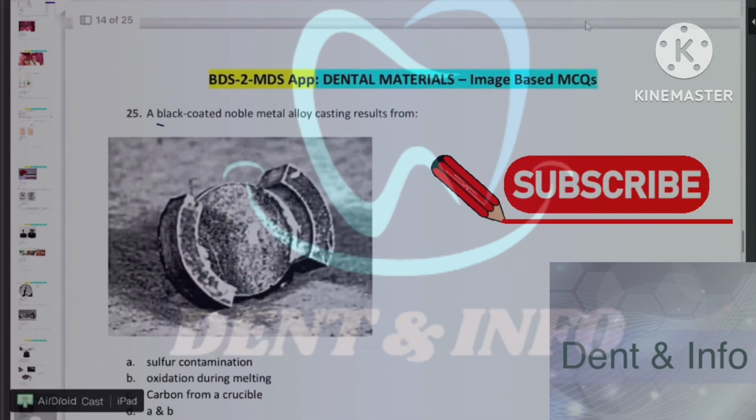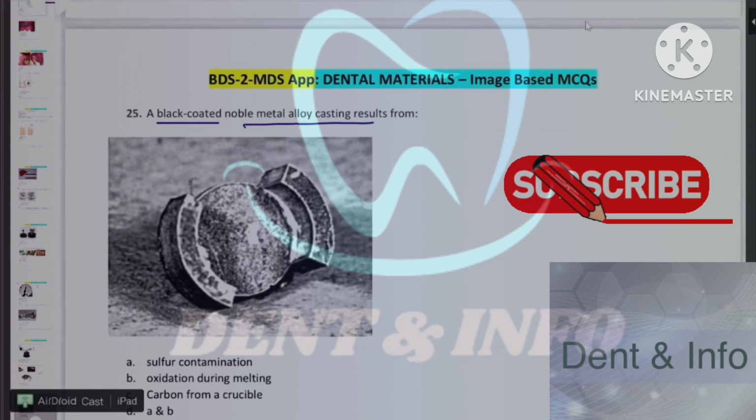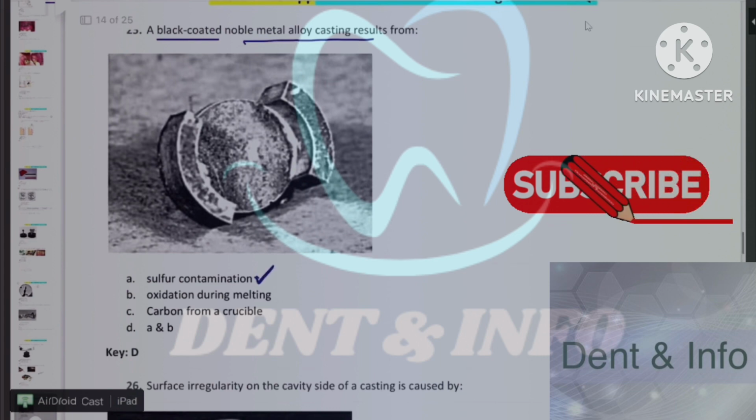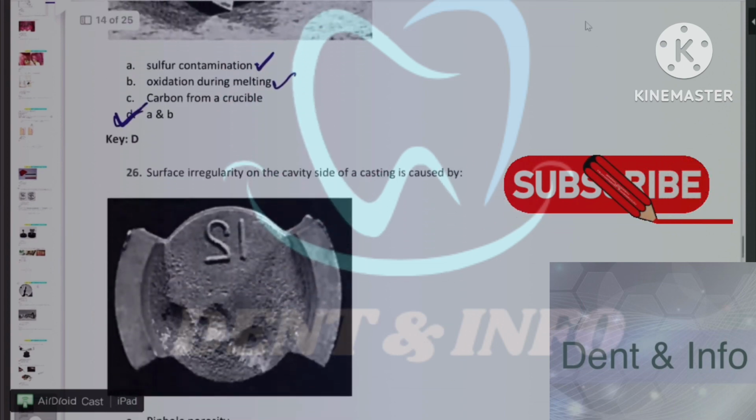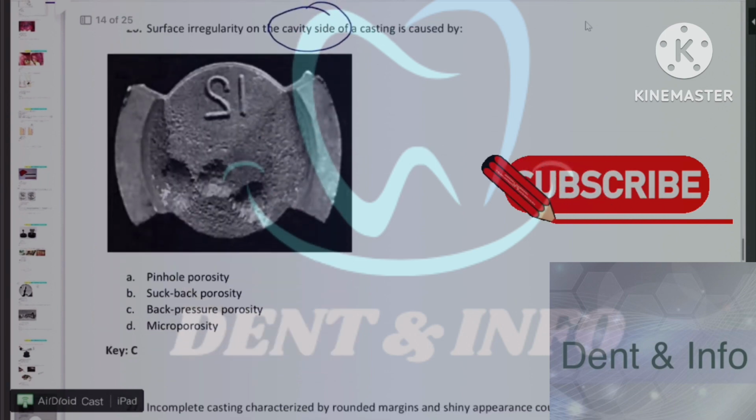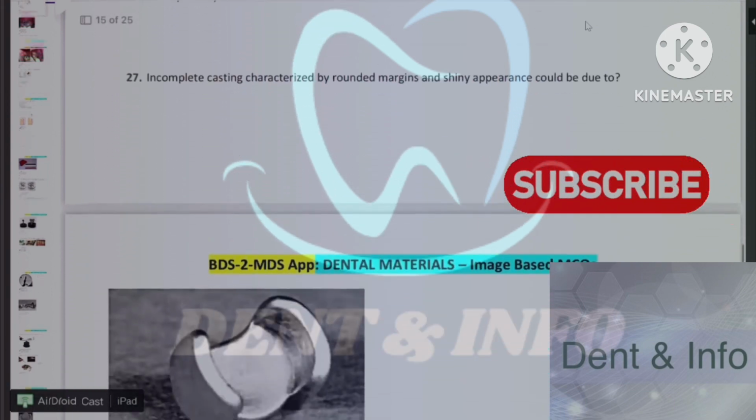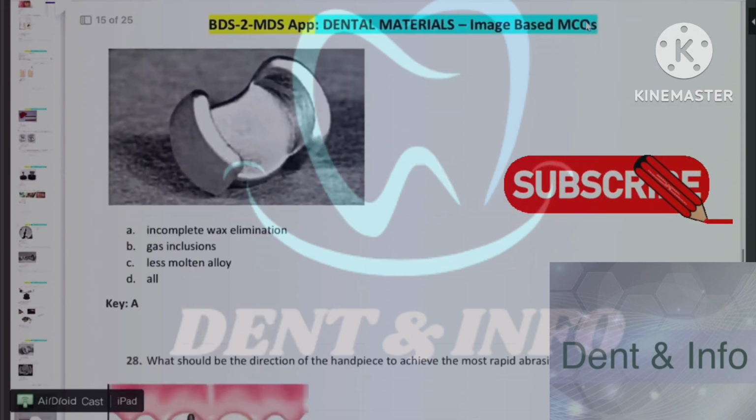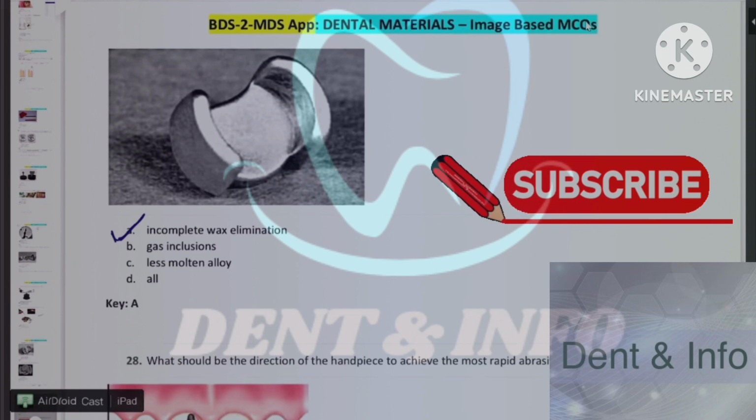Black coated noble metal alloy casting results from. You are doing a casting of a noble metal and there is black coating. Black coating can be because of sulfur contamination and oxidation. Surface irregularity on the cavity side: only one porosity, that is back pressure porosity. We have done this image. Incomplete casting, rounded margins and shiny appearance: incomplete wax elimination. We have done this.